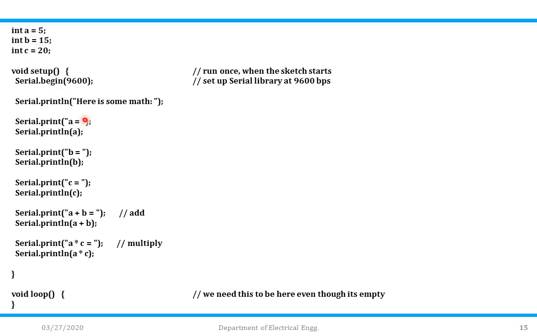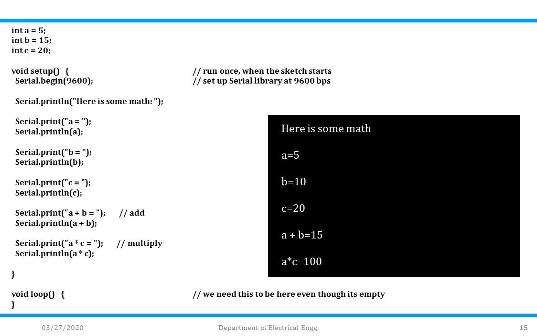So a equal to, it will print a equal to 5, and after that it will go towards the next line. Similarly on the next line it will be b equal to 10. So this is your output, a equal to 5. Now as ln is present, after the number, whatever number is there, it will be printed and then it will go to the new line. Again b equal to 10, it will go to the new line as Serial.println b is written here.